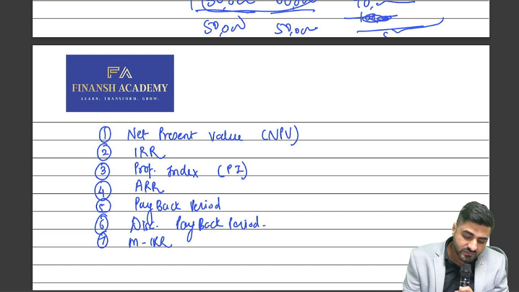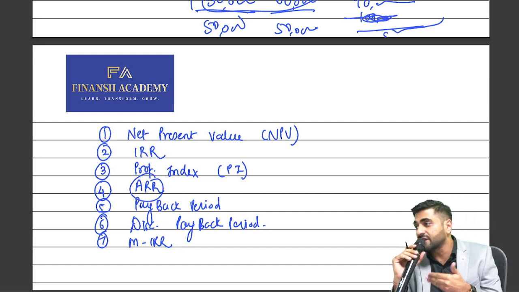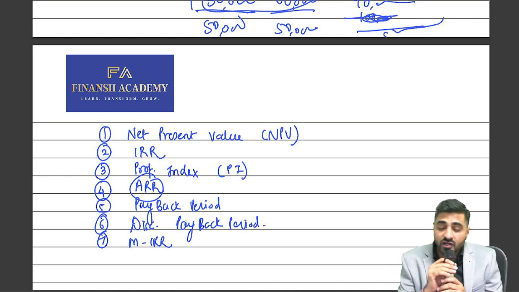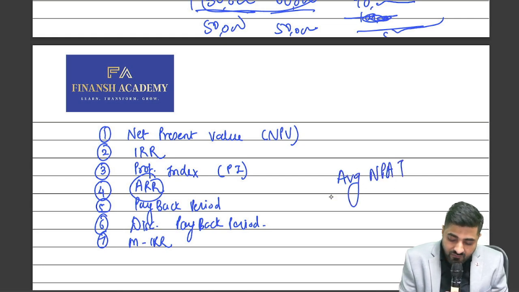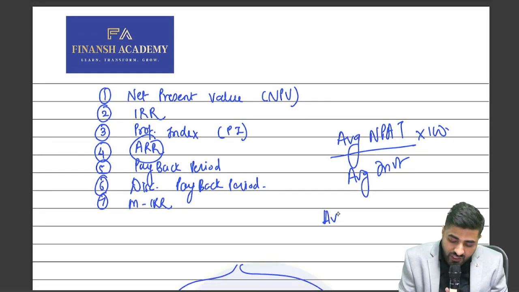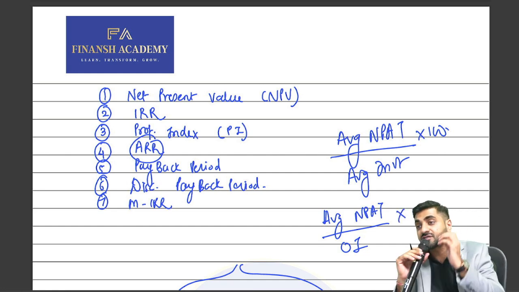Okay. Then what is ARR? Accounting or average rate of return. So here we have to take whatever is your average net profits after tax. We divide that by average investments into 100. If you want, you can also take average NPAT and divide that by original investment into 100. Any one of the two options.